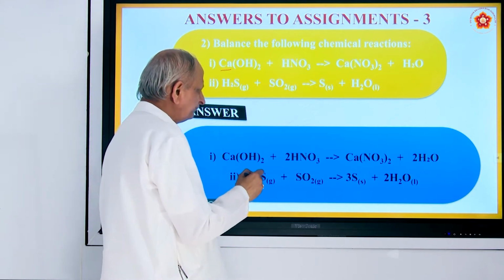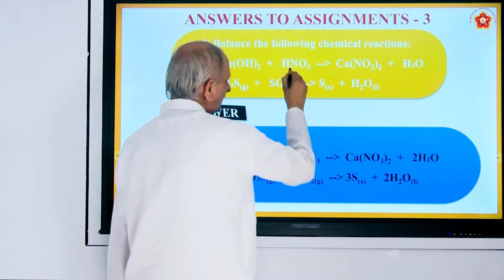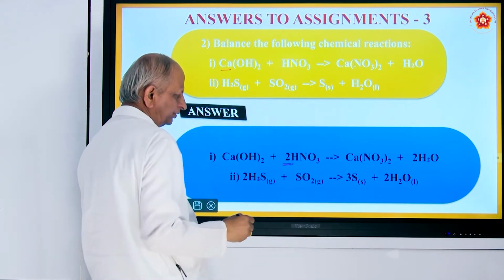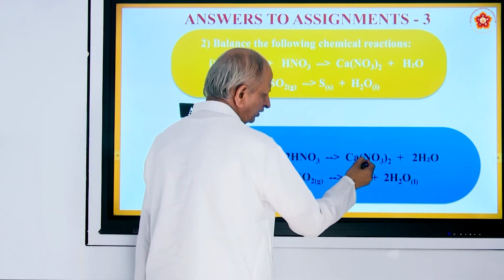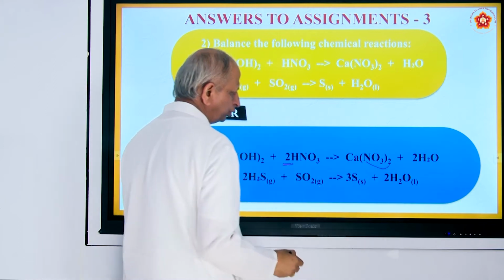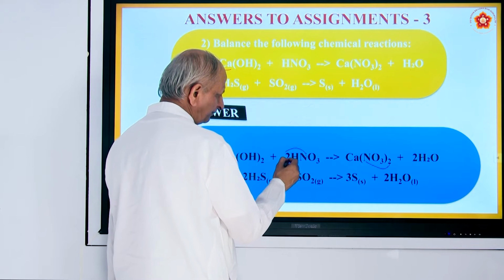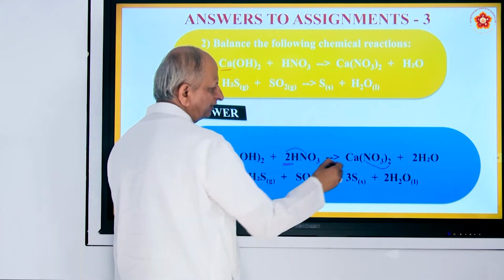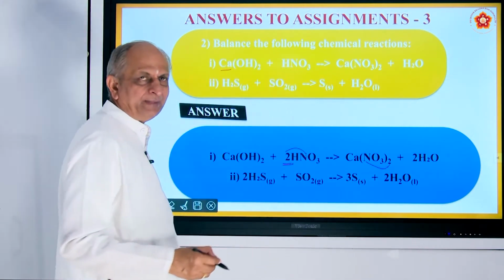So, here, as there is 2H here, only 1H here, you have to multiply it by 2. So, you have 2H. And how many nitrogen do you have? 2 nitrogen. So, now 2 nitrogen. How many oxygen? 3 2s are 6 plus 2 is 8. Now, the equation is balanced.